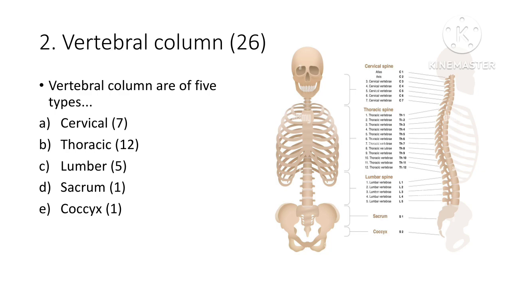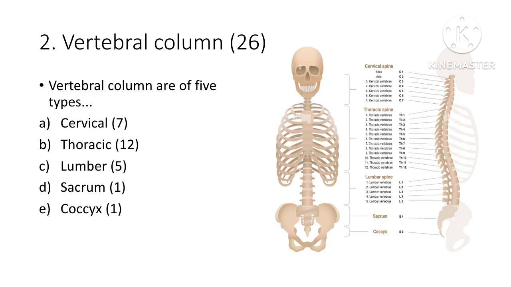The lumbar vertebrae are located in the lower back and are the largest and strongest of the vertebrae. They bear most of the weight of the upper body and are subject to a great deal of stress and strain. The sacrum and coccyx are located at the base of the vertebral column and provide attachment points for muscles and ligaments.